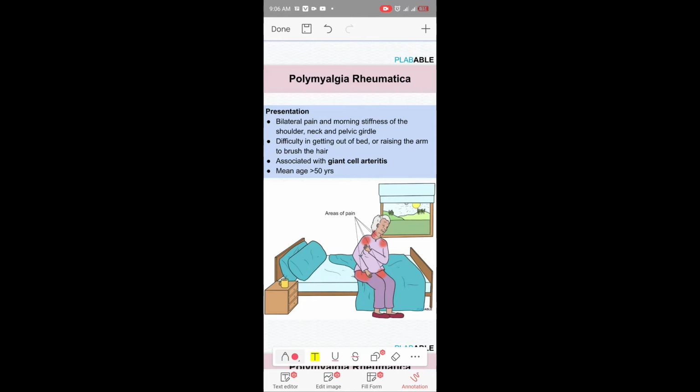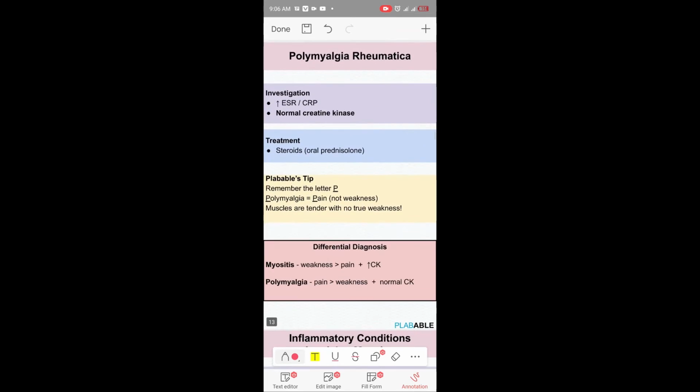So whenever somebody comes to you with polymyalgia rheumatica, you need to screen for temporal arteritis. Any problem with the vision, you need to ask about jaw claudication and all that sort of thing which is present in temporal arteritis. So ESR would be raised. That is the most important thing you need to remember, and they have a normal creatine kinase, and treatment is steroids. The moment you put the patient on steroids, their symptoms become better and the ESR comes down.